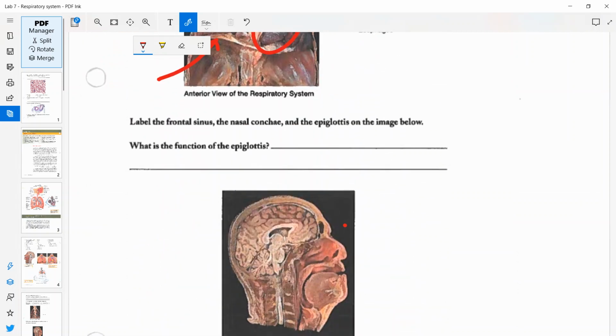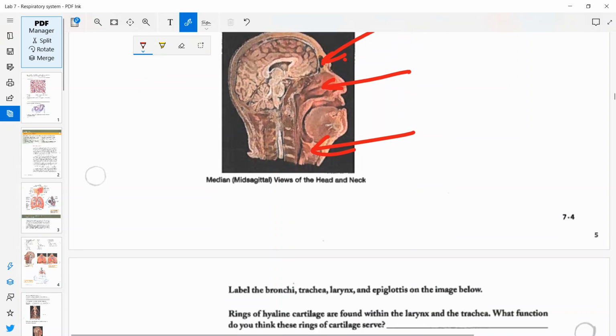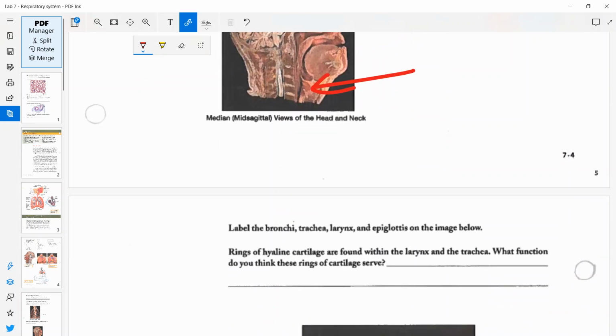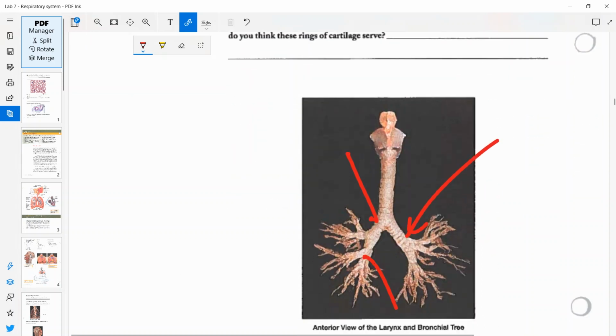Frontal sinus, here, that's the one. Nasal conchae are the folds here. And epiglottis, you can see epiglottis right here. The function of epiglottis is to prevent food that you swallow, when you swallow, from going into your respiratory tract instead of digestive tract. Okay, bronchi, well, primary bronchi here. You can also see some lobar bronchi here.